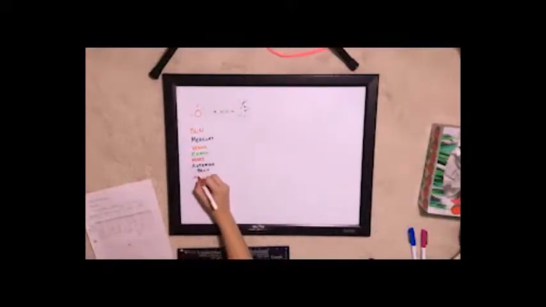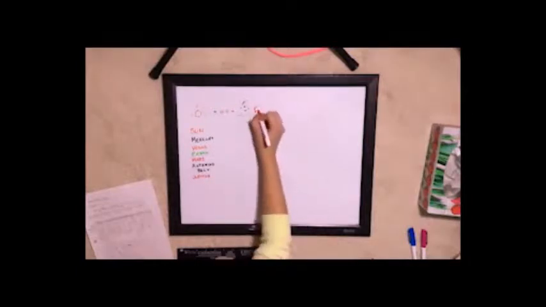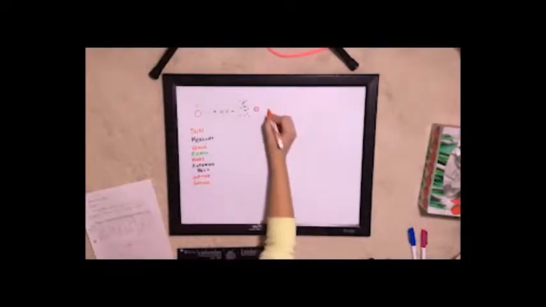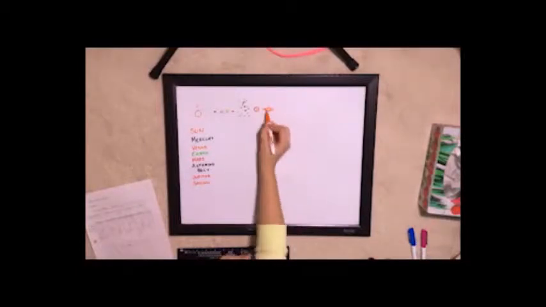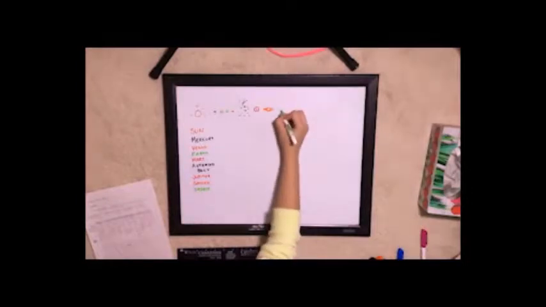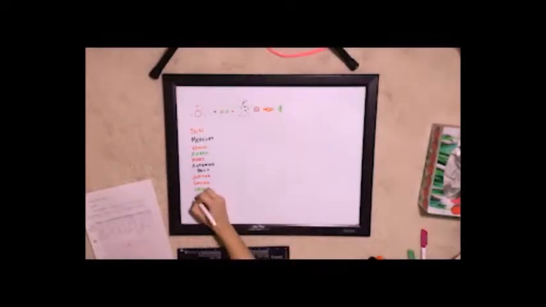After the asteroid belt comes Jupiter, and next comes Saturn. Our second to last planet is Uranus, and our last planet is Neptune.